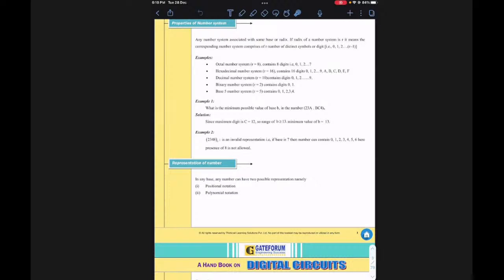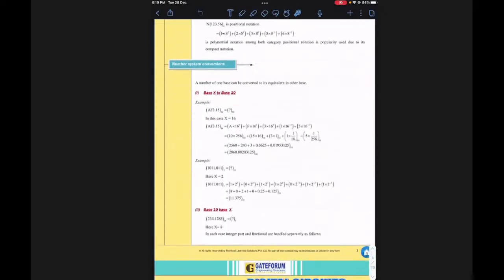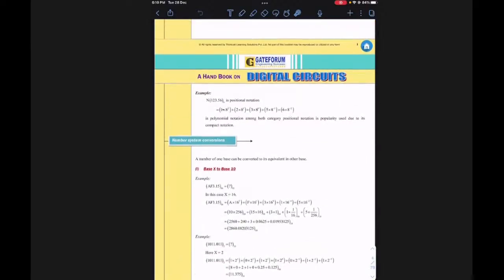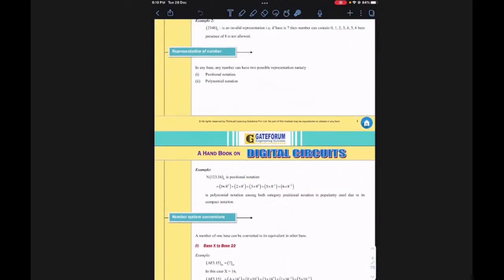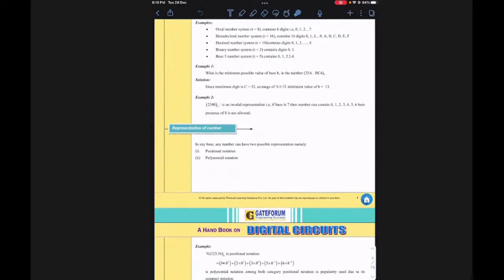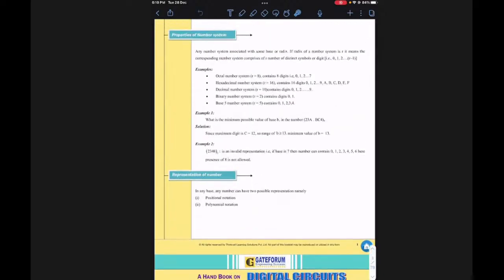It's always a positive integer. But what happens is, depending on situations, we have these situations to convert one model of numbers to another model of numbers. In other words, numbers of one base can be converted to numbers of another base. From this category, questions are being asked. So we are going to see some questions based on this.